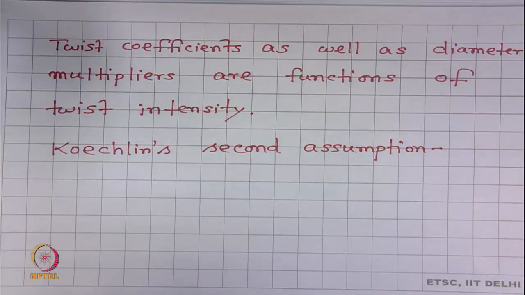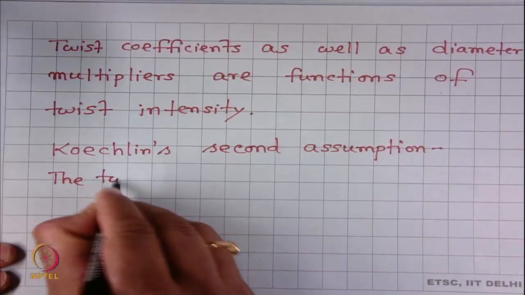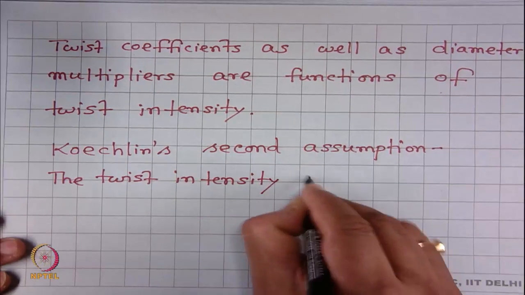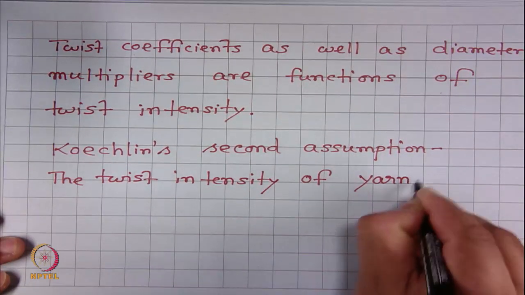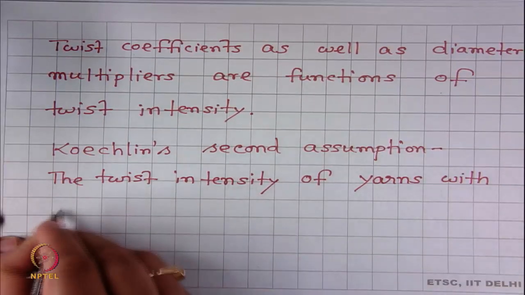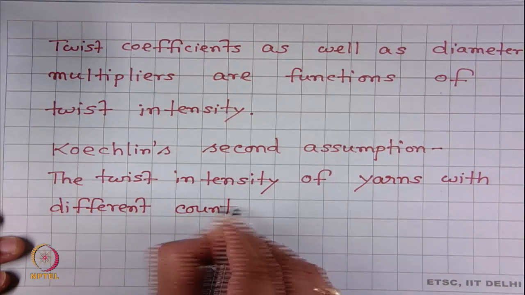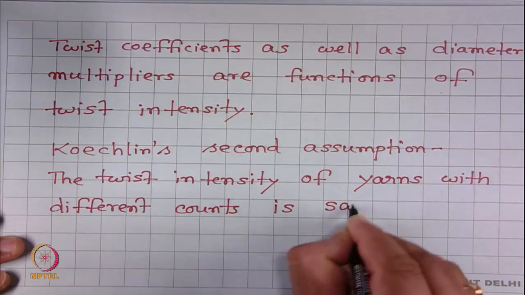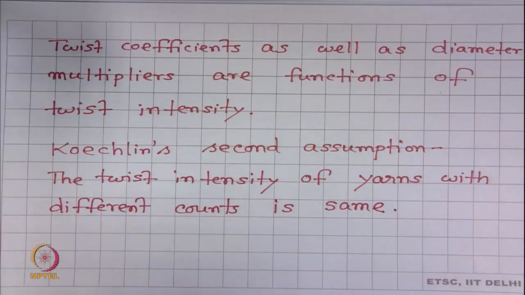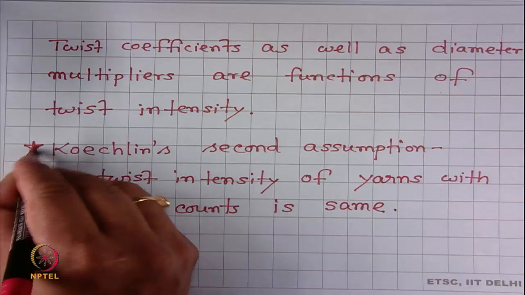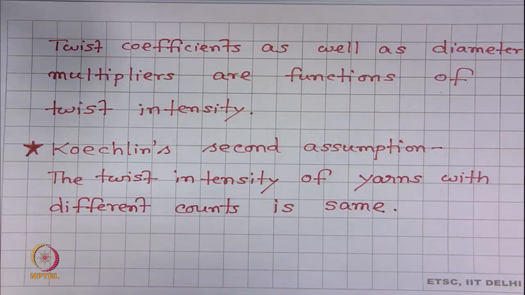Another very interesting assumption was introduced by Coughlin. What was that? The twist intensity of yarns with different counts is same. Look at this second assumption of Coughlin: the twist intensity of yarns with different counts is same.